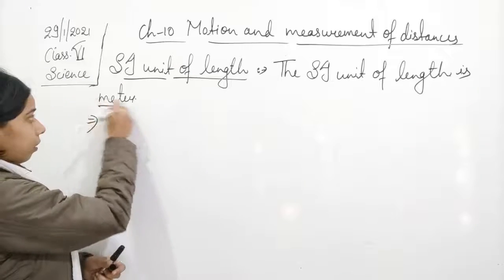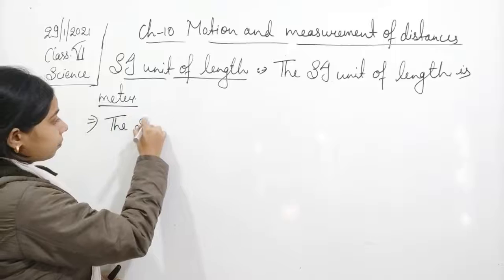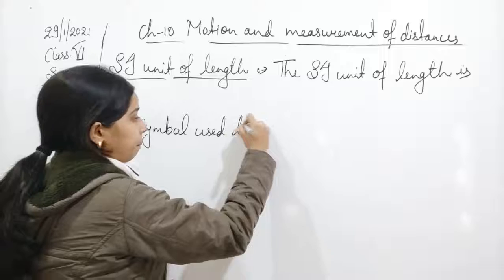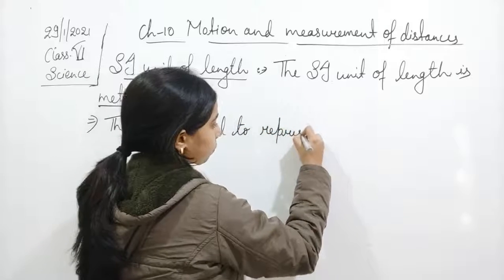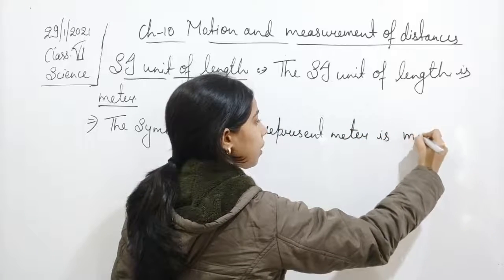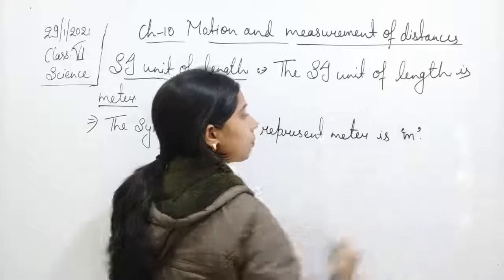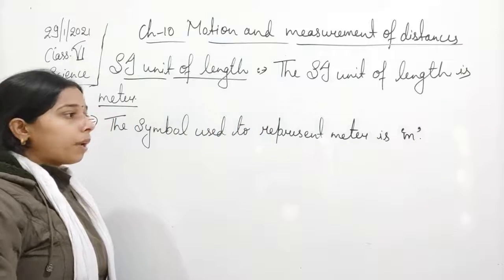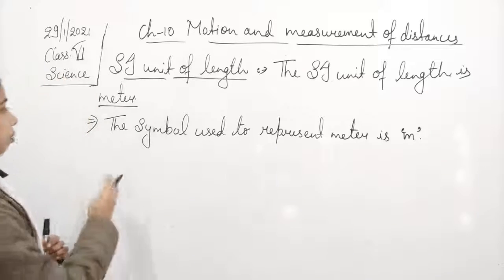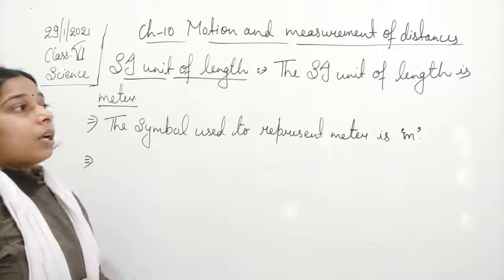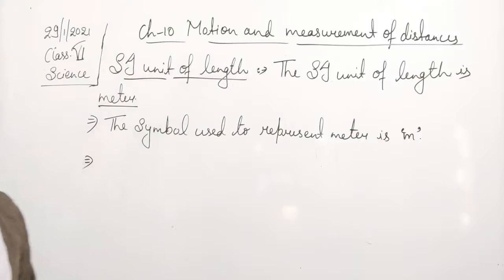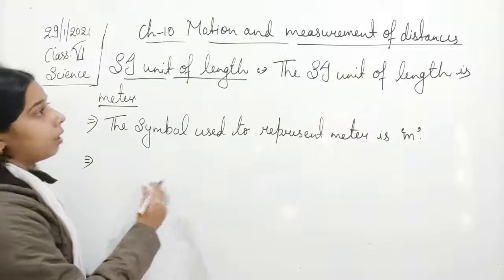So the symbol used to represent meter is m. It is the symbol that we use to represent meter. Then the next question, students: what is the other unit?